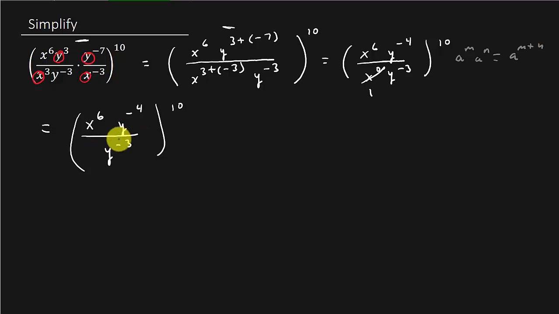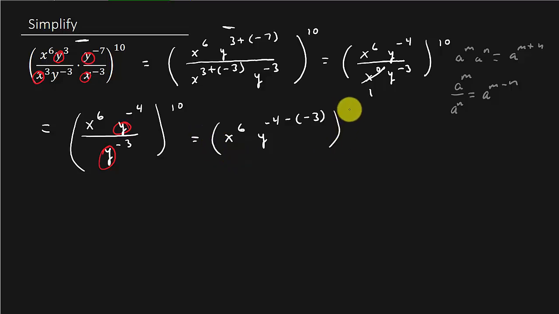Now when we look here, remember we have a property that says a to the m over a to the n is a to the m minus n. When you're dividing and you have like bases, you subtract the exponents. So this is going to be x to the 6th times y to the negative 4 minus negative 3. We have like bases with the y's, it's division, so we subtract the exponents. And then all of this is still raised to the 10th power.